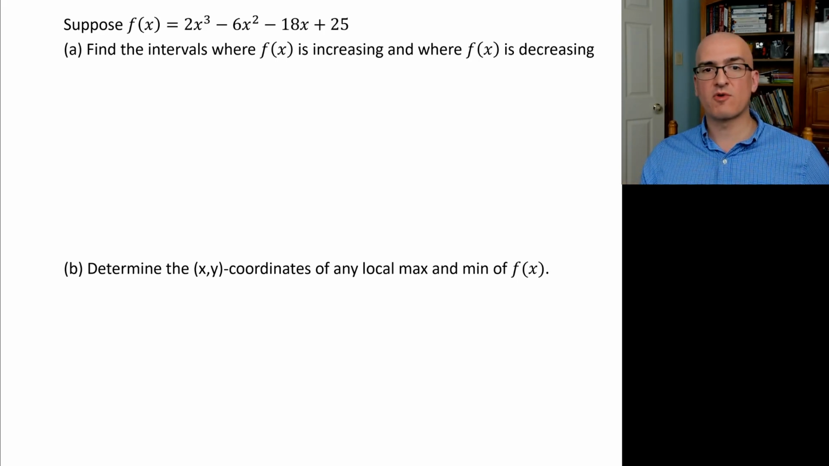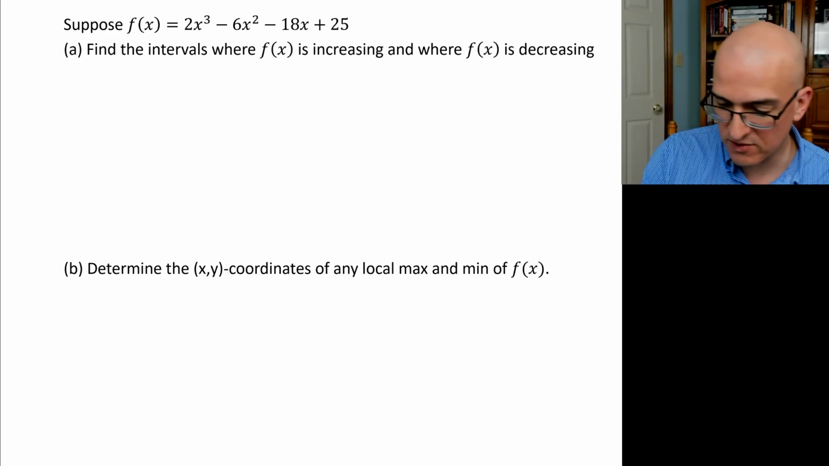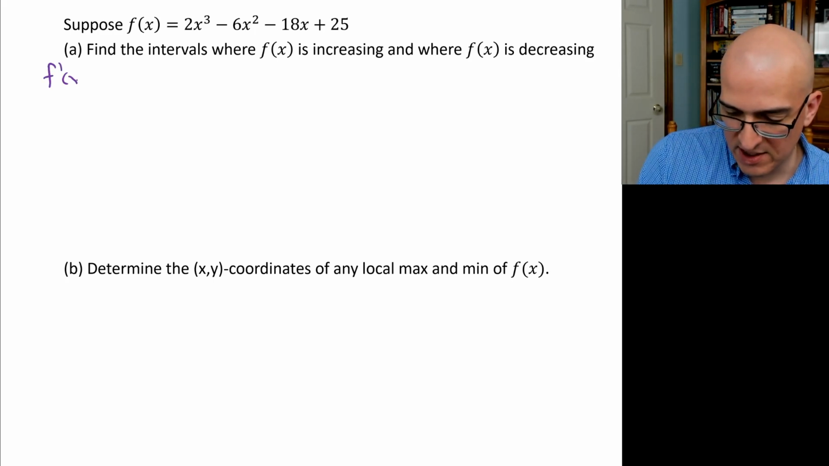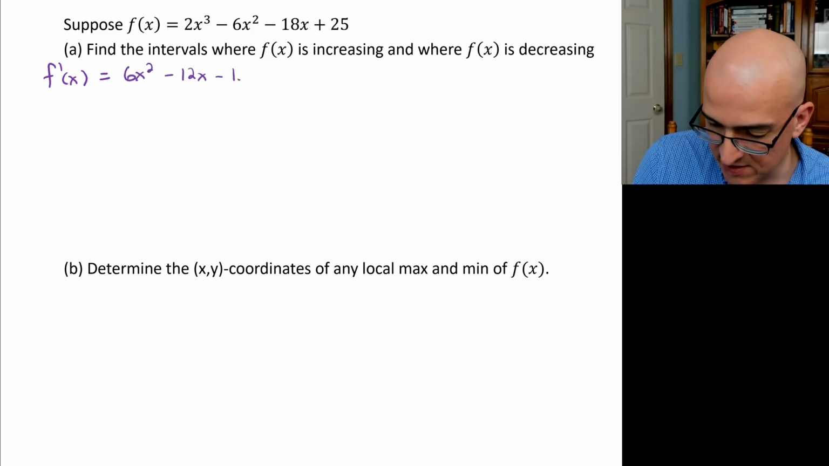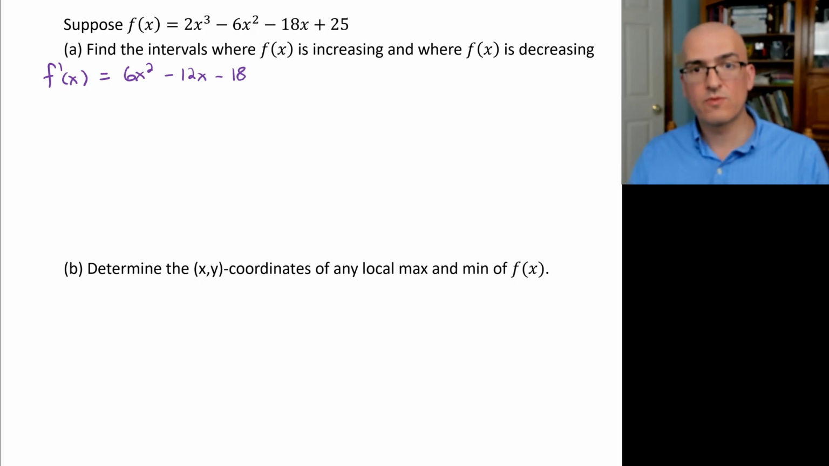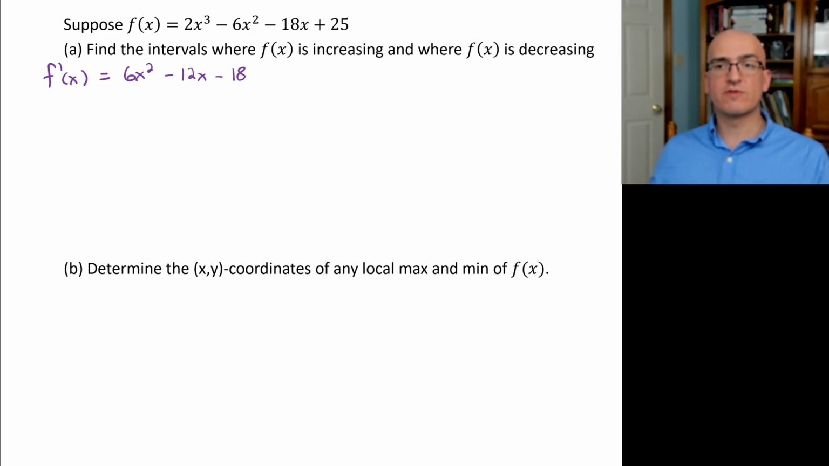Increasing and decreasing are properties of the first derivative. If the first derivative is positive, it means the function is increasing. If the first derivative is negative, it means that the function is decreasing. So what I'm going to do is take the first derivative, and we get 6x squared minus 12x minus 18. Then we want to check where the first derivative equals 0.